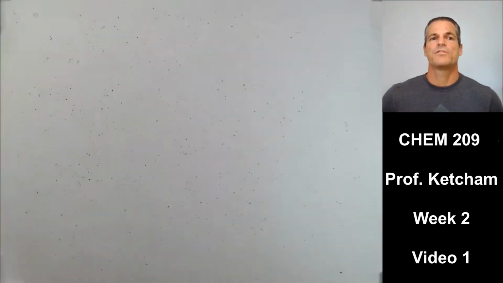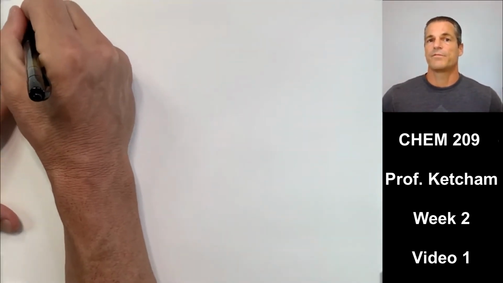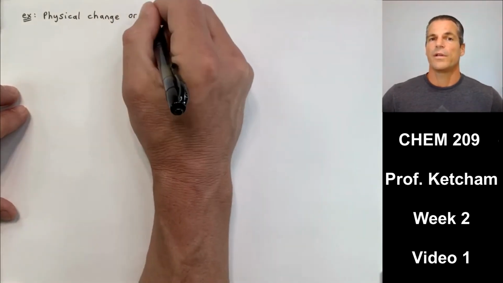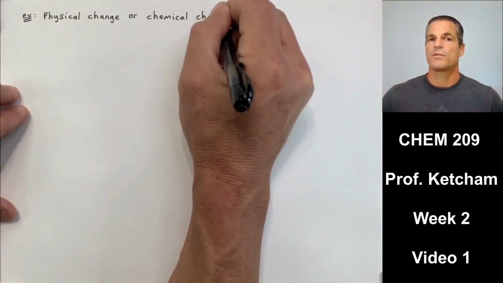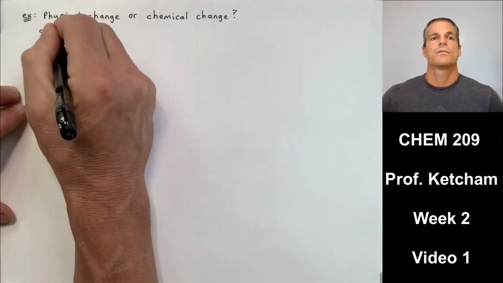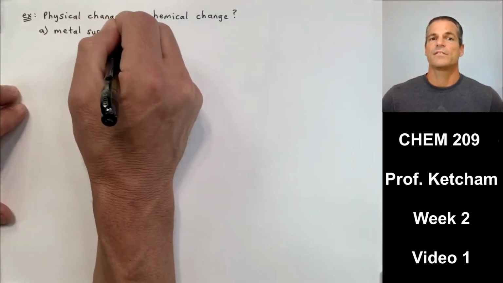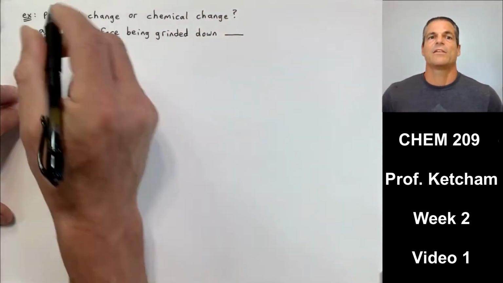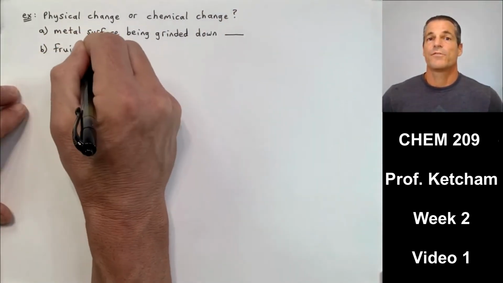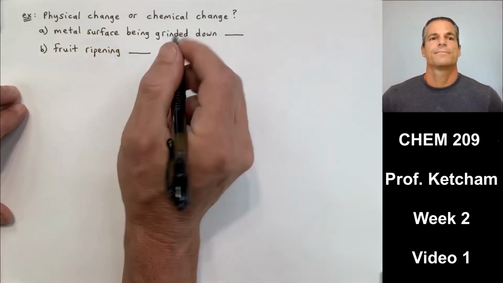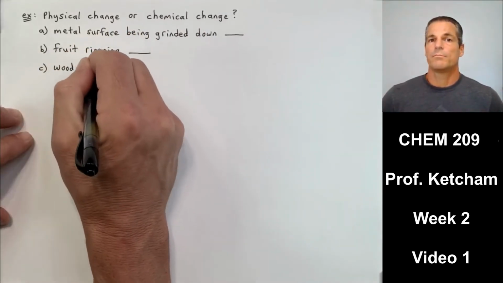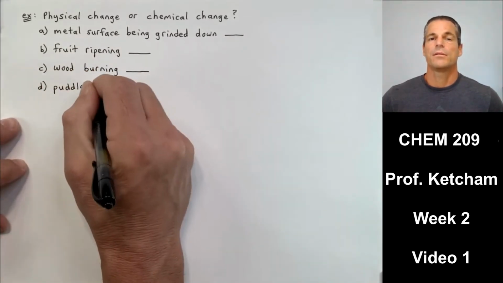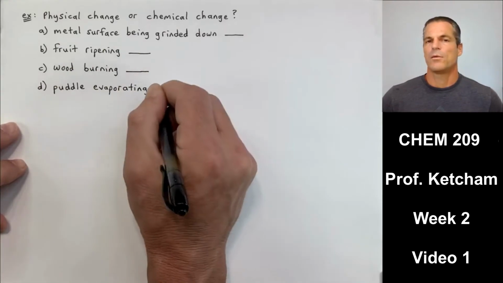All right, moving on to page 2 of our notes here. So we're at the top of page 2, top of the page. It says, example, of the following, is this a physical change or a chemical change? A, a metal surface being grinded down. So you're kind of sanding or grinding down on a metal surface. B, fruit ripening. C, wood burning. D, puddle evaporating, like a puddle of water.